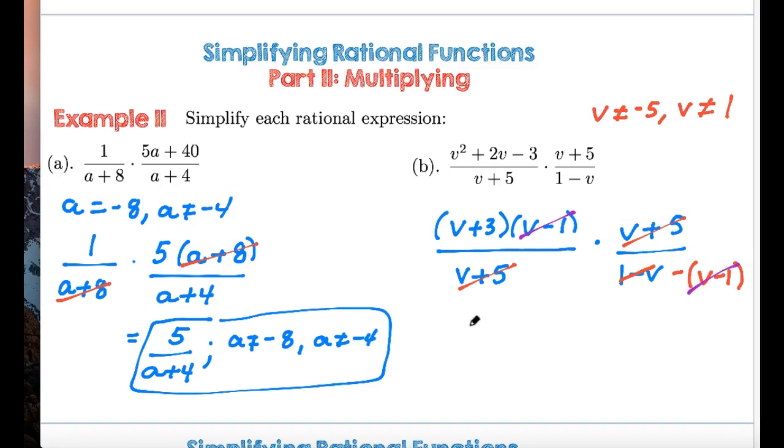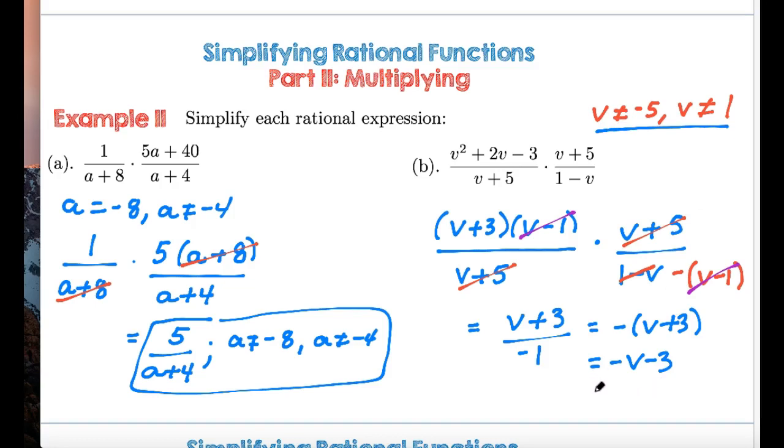And when I rewrite my answer, I have v plus 3 over, well, the whole thing is just -1 over -1, which just becomes, okay, you could just do the opposite of v plus 3. That's one way. You could also put -v minus 3. And don't forget your final answer, v cannot be 5, v cannot be 1. So there's our final answer. That one's a little tricky, but I like that one.